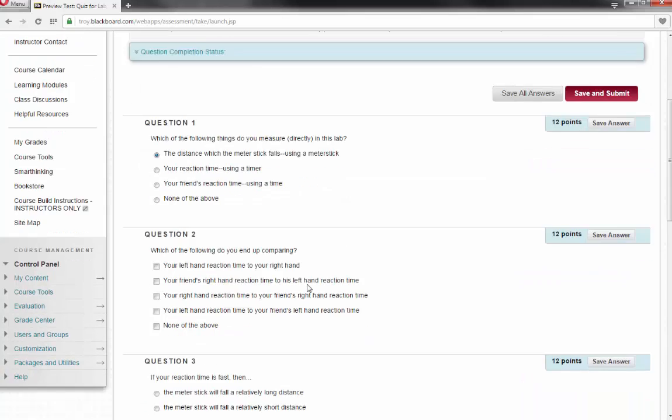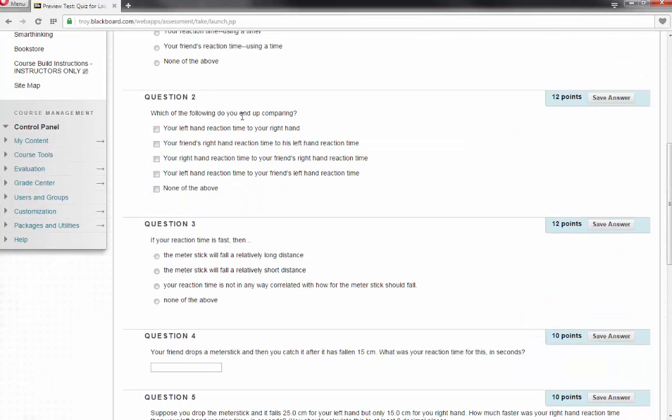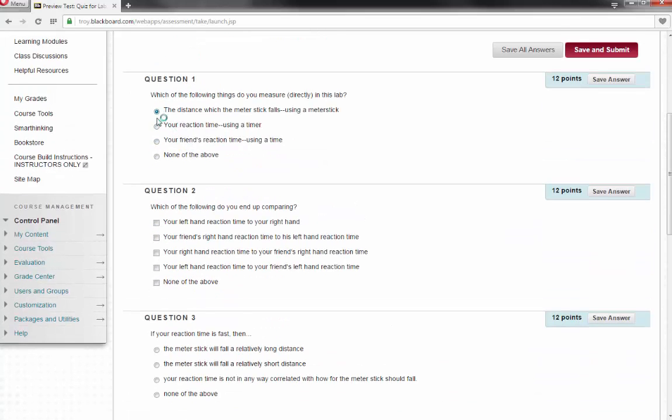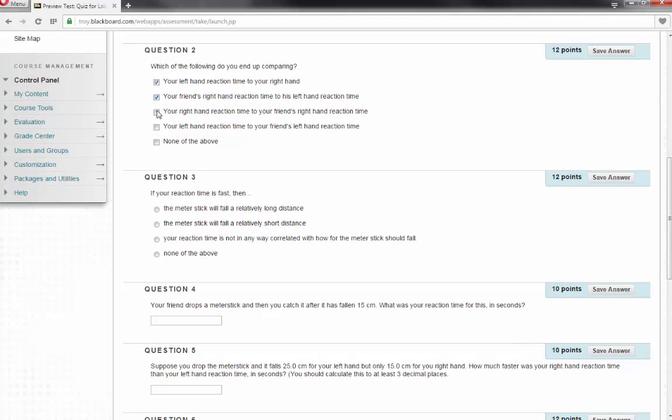Which of the following do you end up comparing? And this is sort of a select all which apply. If it's a rectangular box, it means select all which apply. If it's a circle, it means only one choice is possible. I can only pick one of these things. On this, I can pick as many as I want. Okay, so you're going to compare at least two things.